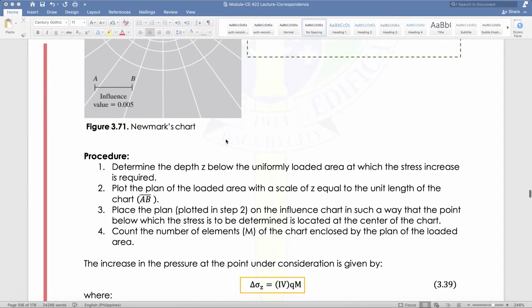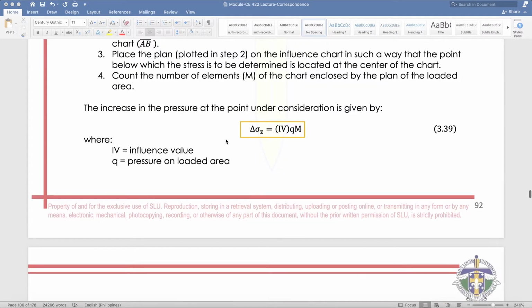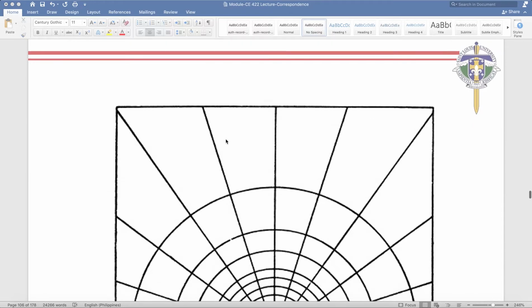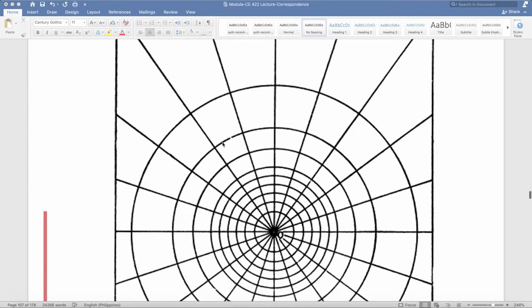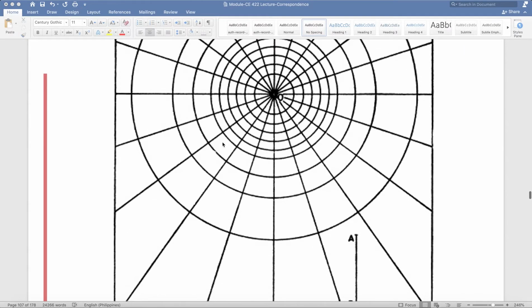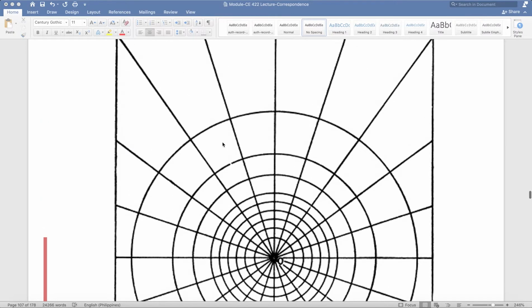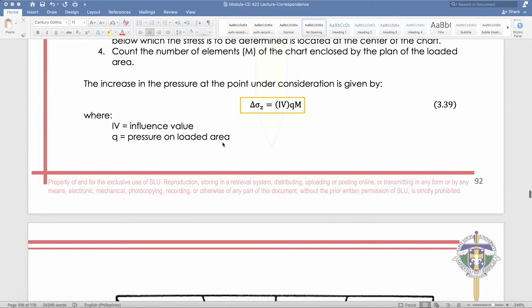Okay, so to understand that further, let's have here an example. It is good if you print this influence diagram on an acetate. So kung familiar kayo sa acetate, yun yung ginagamit natin before pa nauso yung projector, yung merong ilaw tapos ipoproject sa screen. So yung acetate is like a transparent sheet of paper.